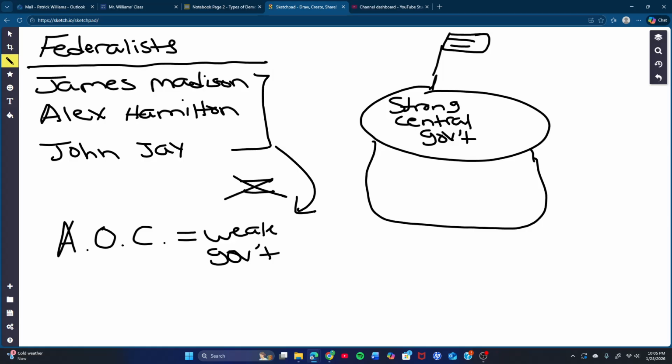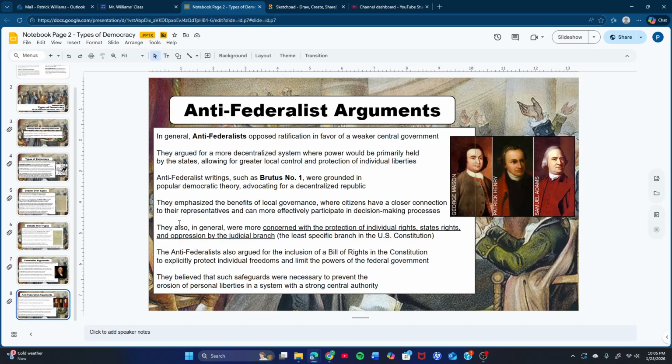For the AP exam, I do want you to know Madison trusted representatives and large-scale republicanism to control factions, not direct democracy or small republics, right? He was advocating for a more pluralist and elite democratic model, right? All right, let's go to anti-federalism and we'll be done here.